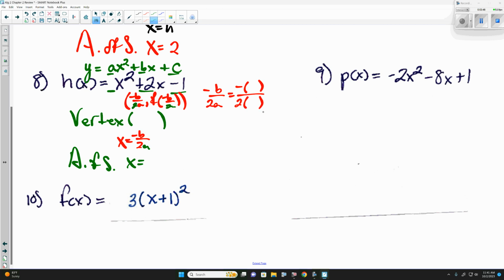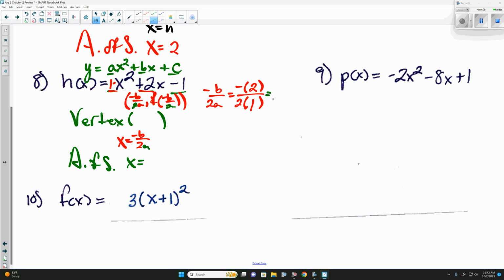So our b value is the number in front of x with its sign. And the number in front of x for this here is 2. And the value of a, number in front of x squared, is 1. And negative 1 is the value of c.